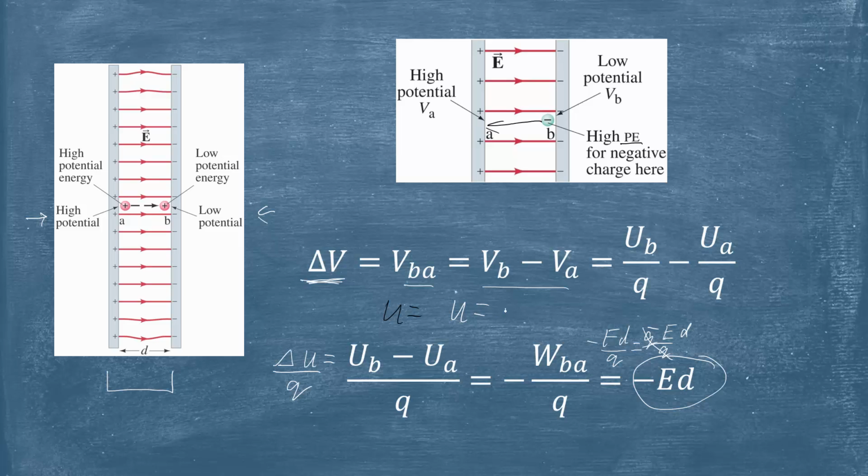But the potential energy, we define U as qV. So that has a charge in it, and the sign on that charge determines your potential energy, and thus your changes in potential energies. So it gets a little strange that way.